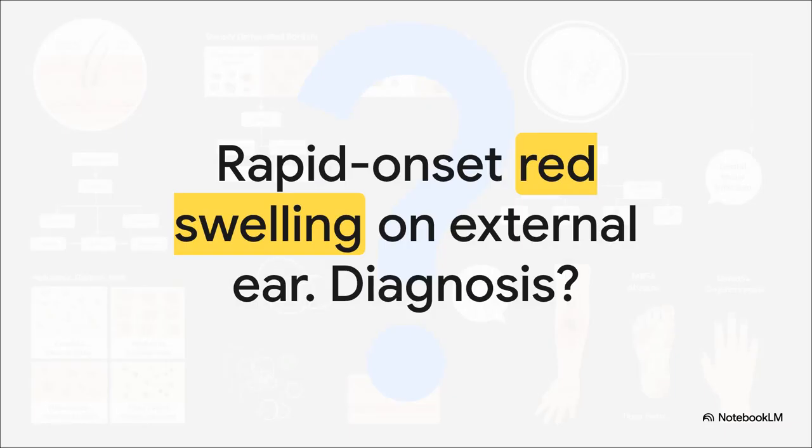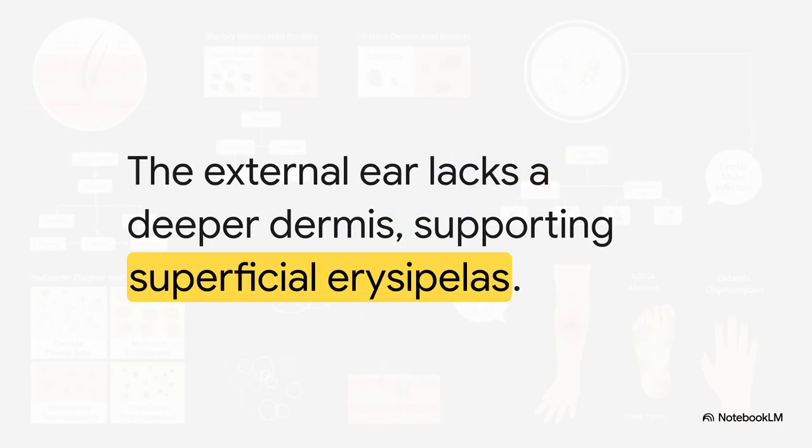Okay, let's test this logic out real quick. Say a patient presents with a rapid onset, red, swollen lesion with sharply defined borders, and it's right on the external ear. What are we thinking for the diagnosis? The answer is erysipelas, and the key clue here is pure anatomy. You see, the external ear actually lacks a deeper dermis and subcutaneous tissue. Because cellulitis absolutely requires that deeper tissue to develop, it's anatomically highly unlikely to happen on the ear. So that sharp border, combined with that highly specific location, points you straight to superficial erysipelas.